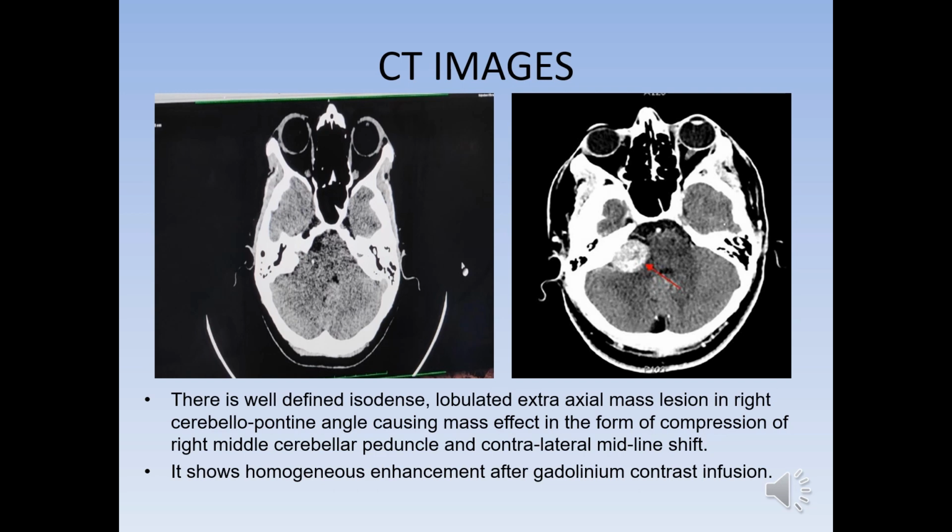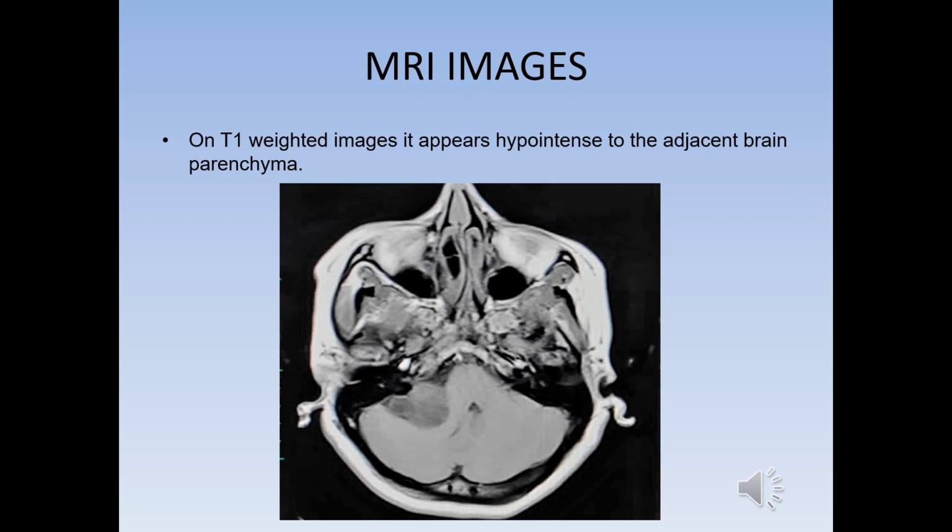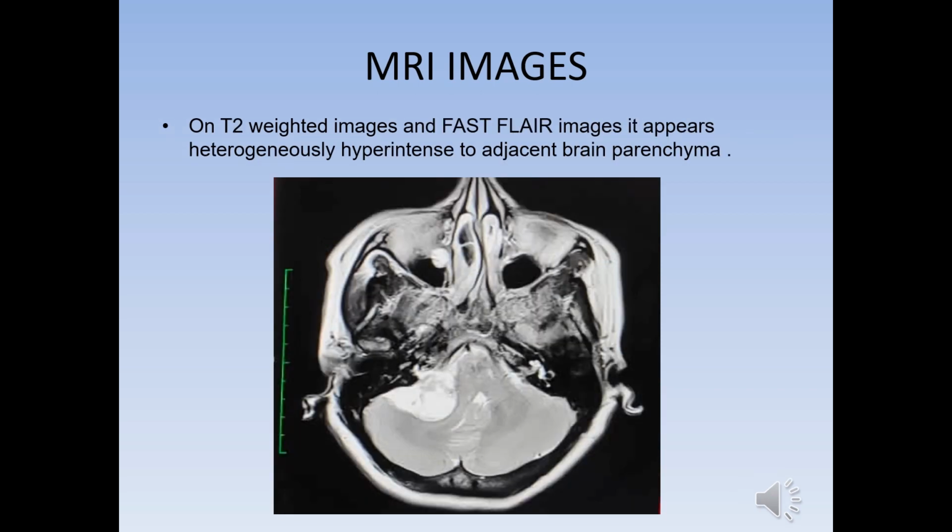On post-contrast inclusion, the lesion showed homogeneous enhancement. The patient was further advised MRI brain plain plus contrast for further evaluation. MR brain plain study revealed an extra-axial iso-signal intensity lesion in the right cerebellopontine angle which appears hypointense on T1 weighted images, heterogeneously hyperintense on T2 weighted images and FLAIR images.